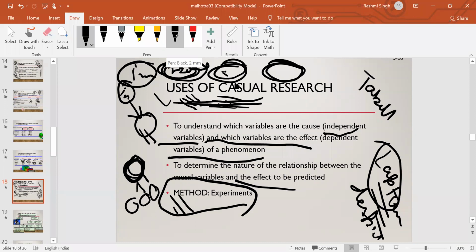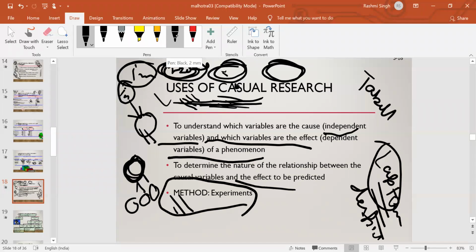So every time, whatever problem you have, whatever objective you have, on the basis of that you will define what kind of research you are going to perform, whether exploratory research, descriptive research, or causal research. And every time your design will be different. If you are performing exploratory research as per your problem, then your way of doing research or process will be different. If you are performing descriptive research, your process will be different. If you are performing causal research, your process will be different.